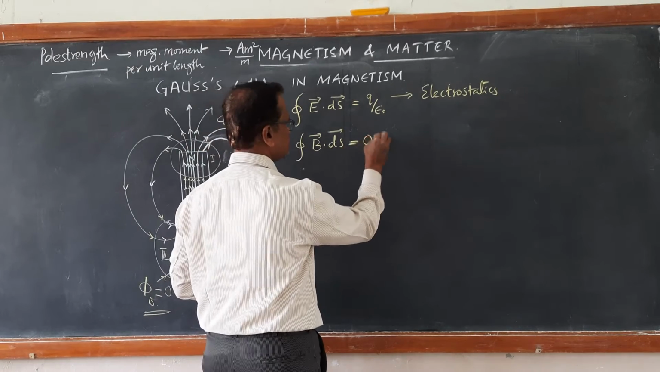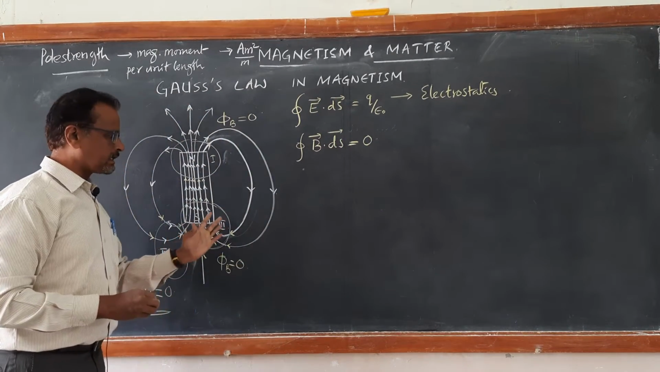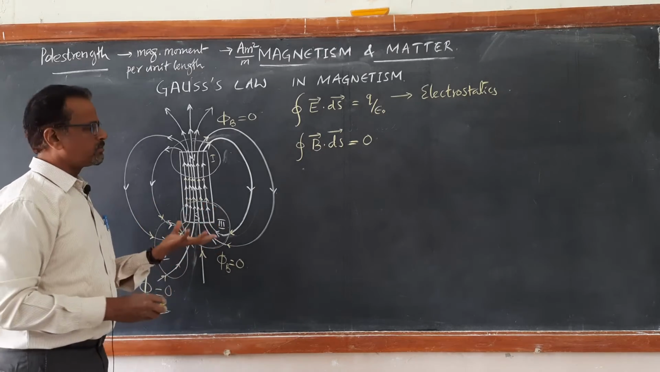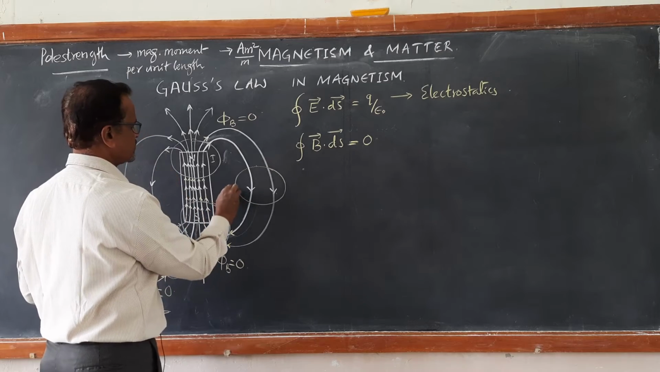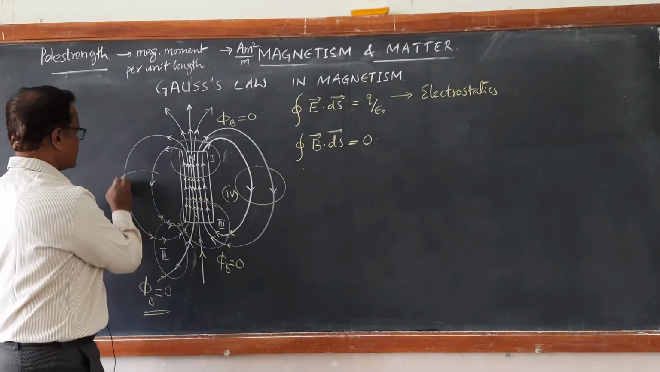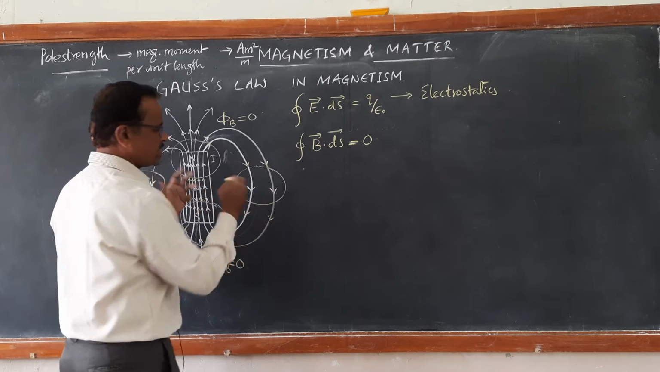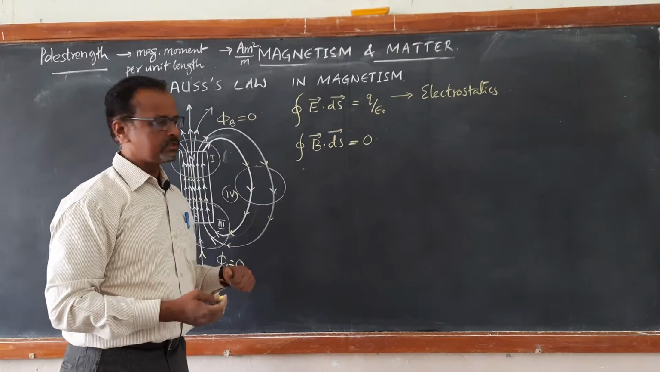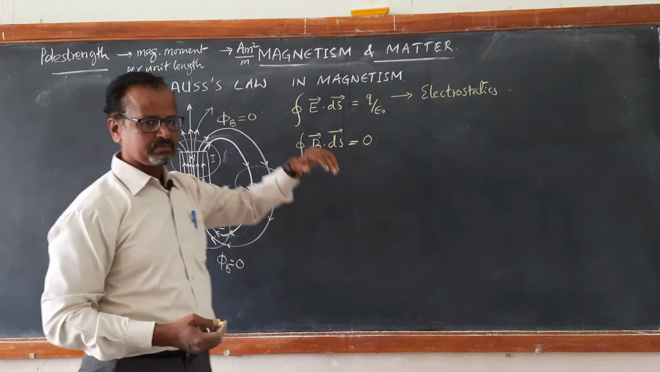This becomes 0. The reason is that the number of field lines entering any configuration is exactly equal to the number of field lines emerging out. If you take this region, suppose this is the fourth region, either here or here, the number of field lines entering is equal to the number of field lines emerging out. Here also the flux is 0. So, this is a very interesting statement as far as magnetism is concerned.